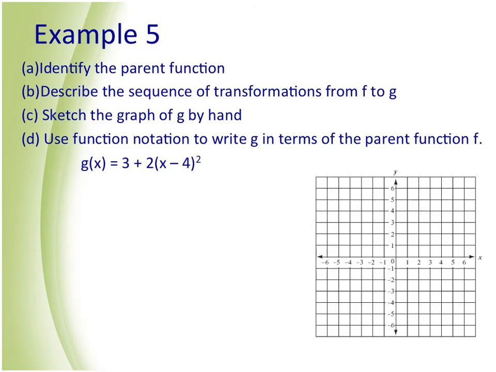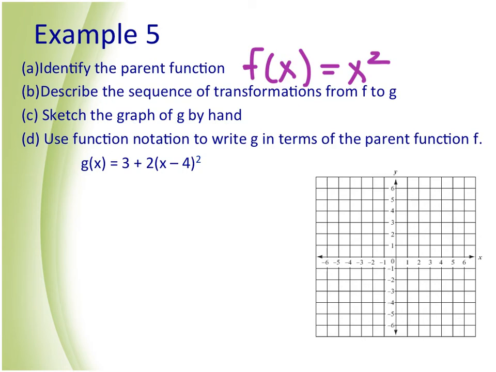All right, so then something like this kind of puts it all together. So it's asking you to identify the parent function, describe the sequence of transformations from the parent function to what we've got, sketch the graph of it by hand, and then use function notation to write g in terms of the parent function f. And I'll show you what that means when we get to it, okay? So what's the parent function? Parabola, okay? But what is it in f of x form? X squared.